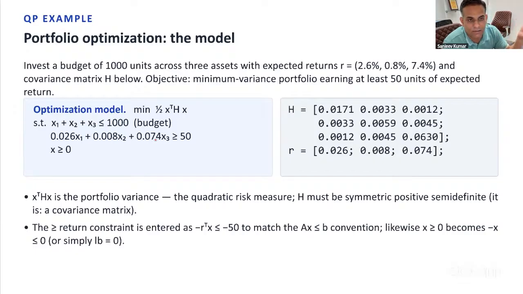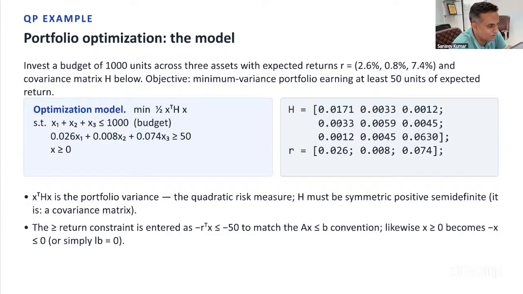So this is the one example for that quadratic one, where I was telling how you can model your portfolio optimization problem as a quadratic programming problem, and then you can solve it using the command quadprog. For example, you want to invest a budget of 1,000 units across 3 assets with expected returns of 2.6% from the first asset, 0.8 from the second, 7.4% from the third, and the covariance matrix is given below.